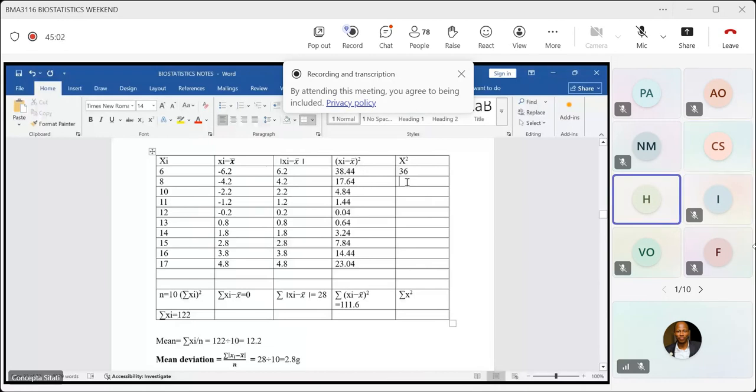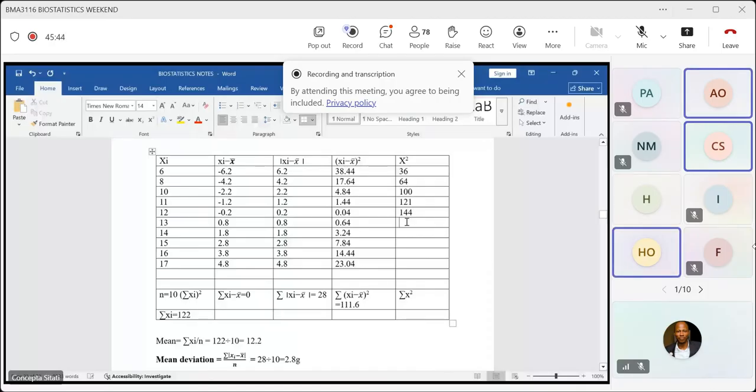6 squared is 36, 64, 100. Next one, 121. 121 or 122? The first one is 121, not 122. 11 squared is 121, then 144.